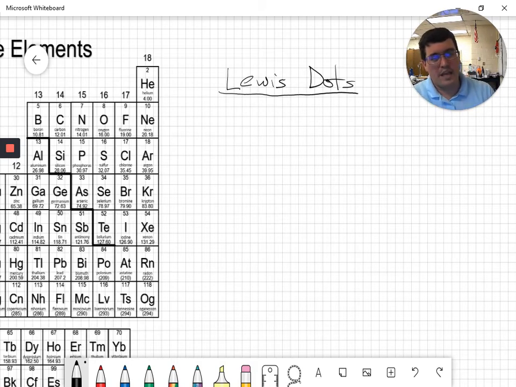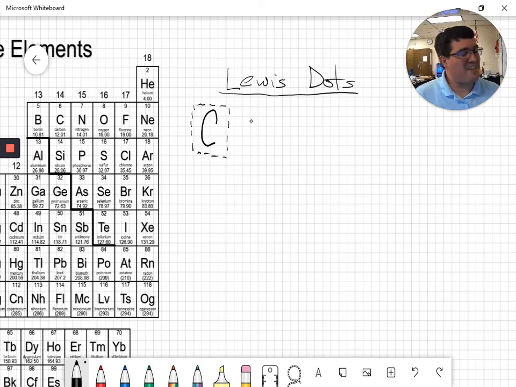So anyways, what we do is we take the symbol of an element like carbon, and we imagine that symbol is encased in a square. Now, ideally, it's a perfect square. Mine is never a perfect square, but it's good enough. It's got 4 sides to it, right? There are 4 sides to carbon. And the rules for Lewis dots are as follows.